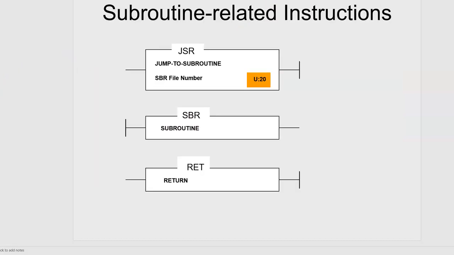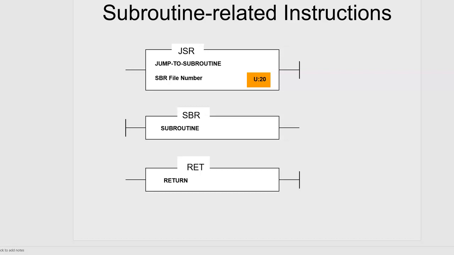When you use the subroutine, there's actually 3 subroutine related instructions, and here they are. There's the jump to subroutine, there's the actual subroutine, and then there's the return. Now the jump to subroutine is what goes in the main program. The subroutine and return are actually part of the actual subroutine. Now the way this is going to work, and I'll take you step by step through how to create a subroutine so you can apply this to your Lab 5.